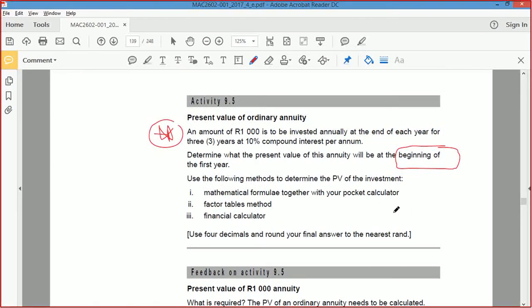Oh, sorry, I didn't change it to end mode. Let me just fix that. Beginning of the first year is time 0. Do it again. What do you get?